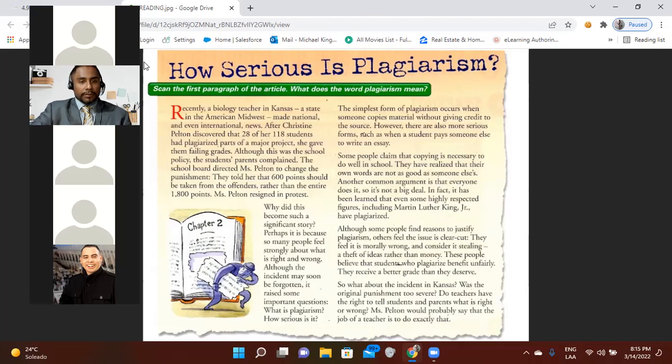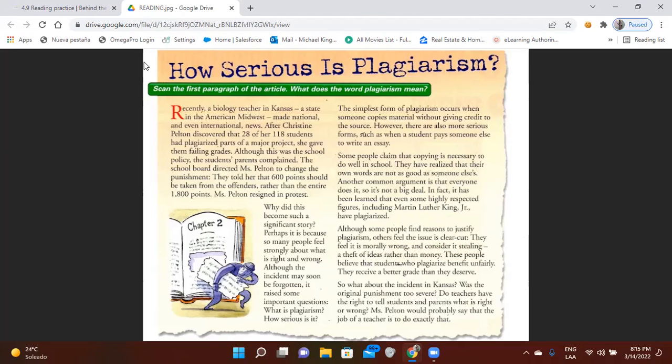Katia, continue, please. The simplest form of plagiarism occurs when someone copies material without giving credit to the source. However, there are also more serious forms, such as when a student pays someone else to write an essay. Essay, very good. Thank you, Katia. Select somebody else, Katia.